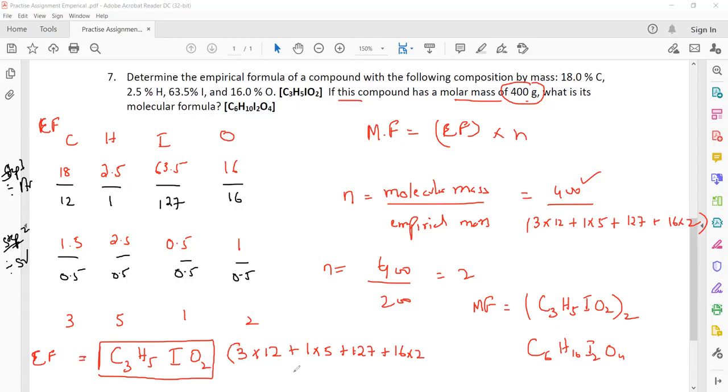So when you add all the masses from the empirical formula, what will you get? You will get the empirical mass, which is 200. So 400 divided by 200, the value of N is 2. So the empirical formula multiplied by N gives you the molecular formula. Is this question clear? Anyone having a doubt?